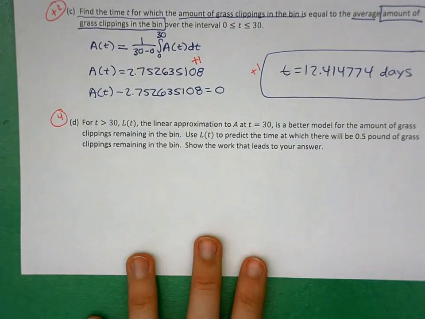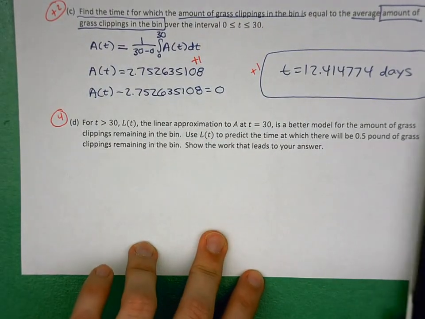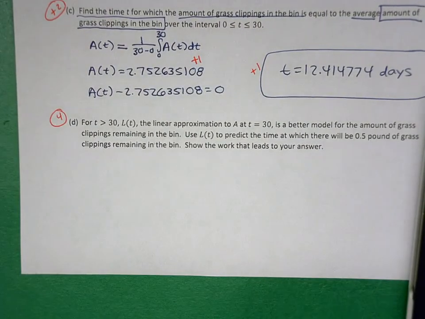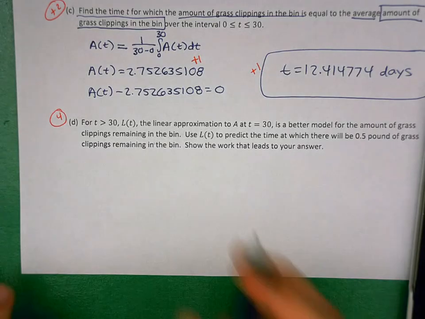Okay, so linear approximations, again, could show up. We've done quite a few of these over the last several weeks, so here's another one. We have for t greater than 0, the linear approximation at t equals 3 is a better model. Use that linear approximation to predict the time at which there will be 0.5 pounds of grass clippings remaining in the bin. Okay, so let's go ahead and do our tangent line approximation here.